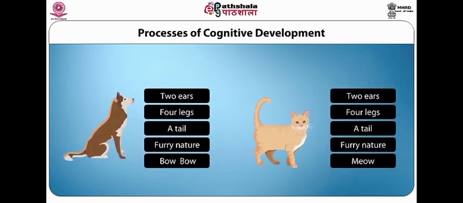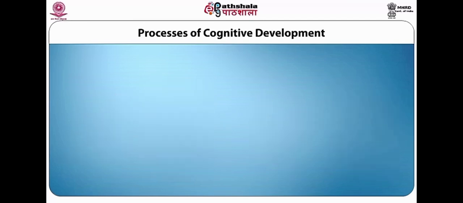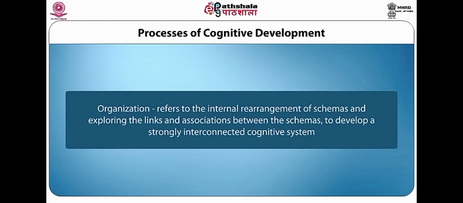So, a child would experience a state of cognitive discomfort or disequilibrium just before each assimilation and accommodation, and return back to equilibrium once assimilation and accommodation have occurred. The entire process of constructing a schema for a dog and later for a cat leads to a higher order cognitive system called organization. Thus, organization refers to the internal rearrangement of schemas and exploring the links and associations between the schemas to develop a strongly interconnected cognitive system.